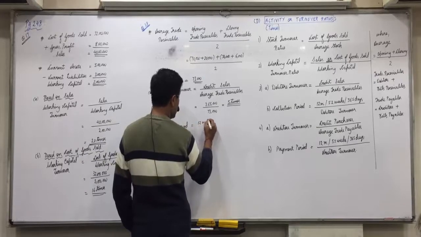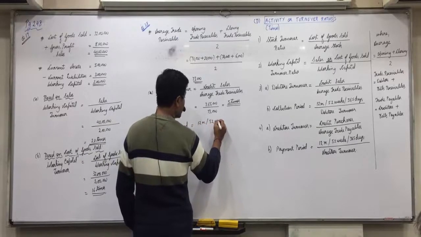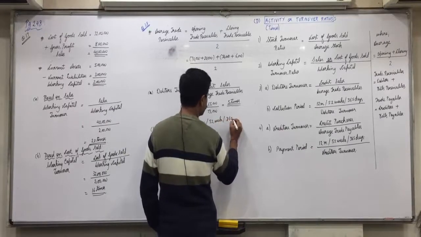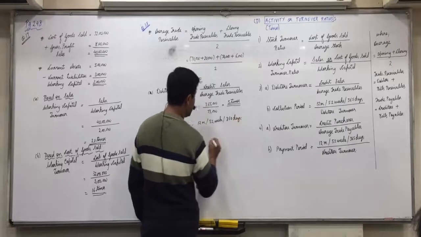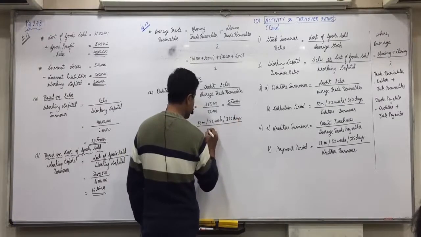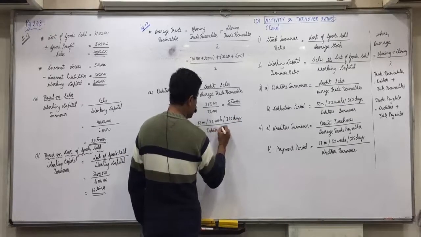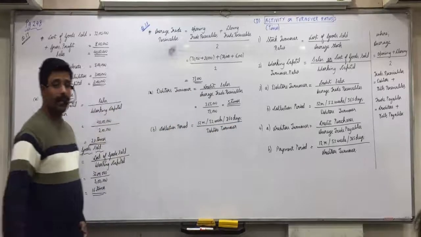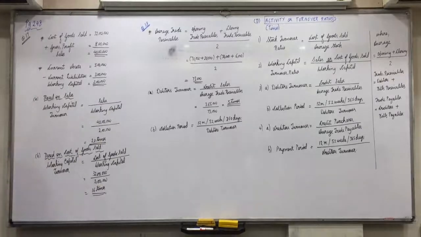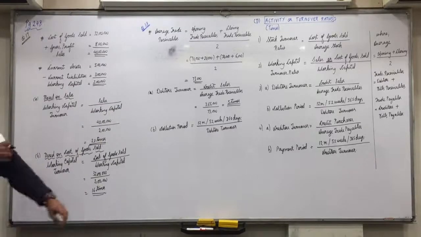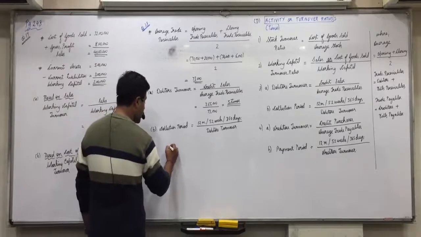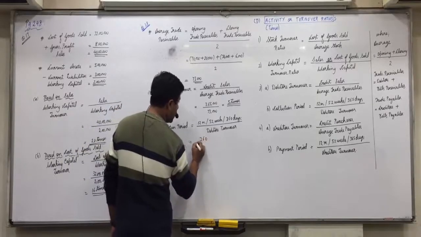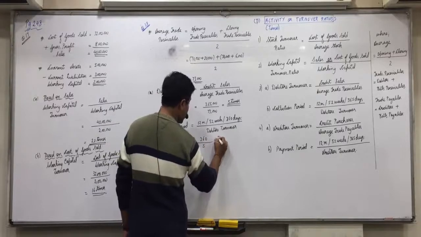Either 12 months or 52 weeks or 360 days. In this question it is clearly given, so 360 days divided by debtors turnover. Very first, is the collection period asked in days or weeks or months? Days. So in days it will be equal to 360 divided by 5, 72 days.